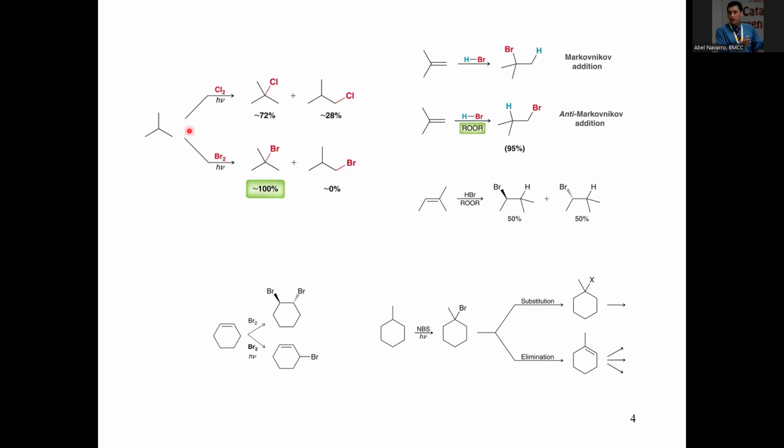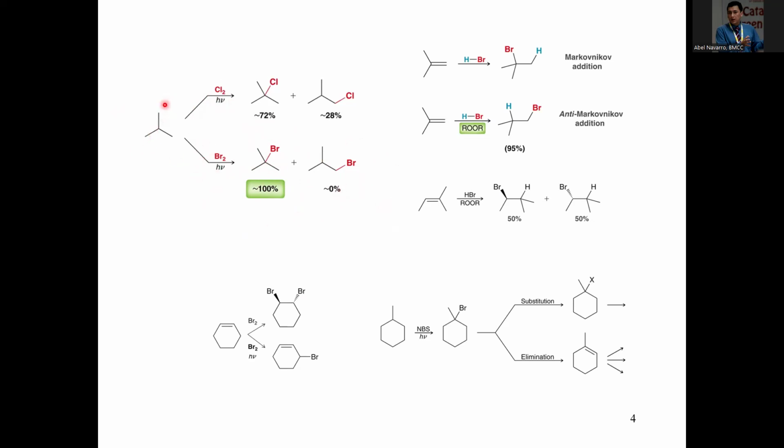But chlorination and bromination can bring it to another level, right? So now that you have bromine inside, you can do things with this, right? So you can do elimination, or maybe you can do substitution with this bromine. Now, what's the difference between chlorination and bromination? Bromination is more selective, right?